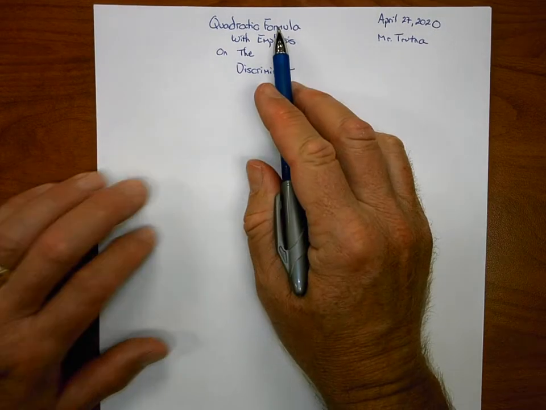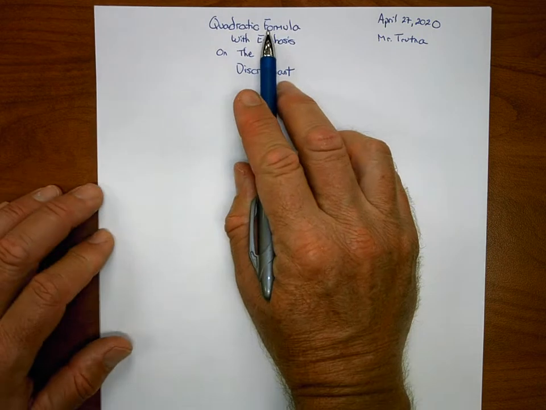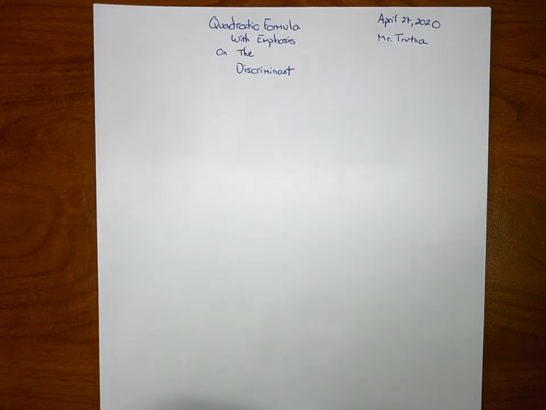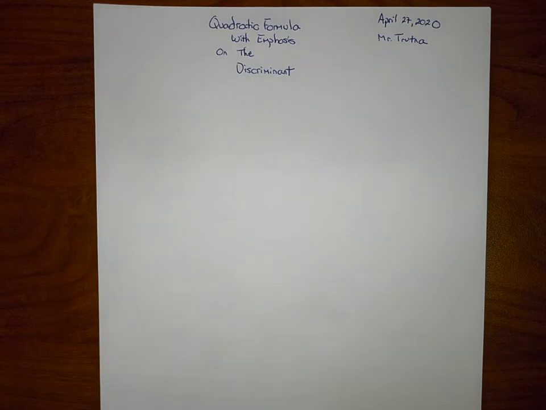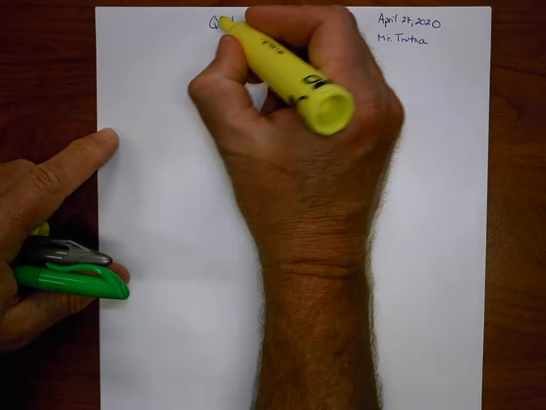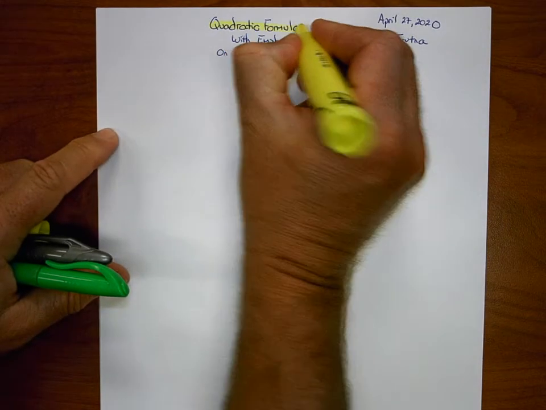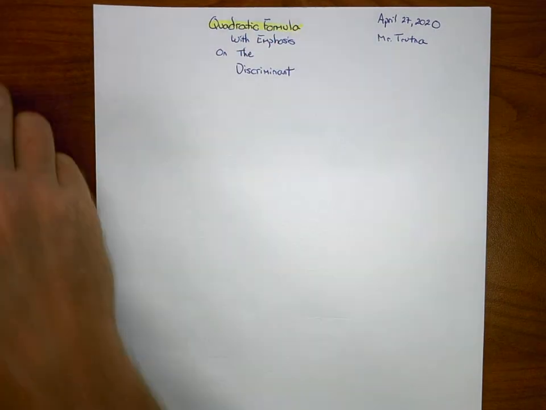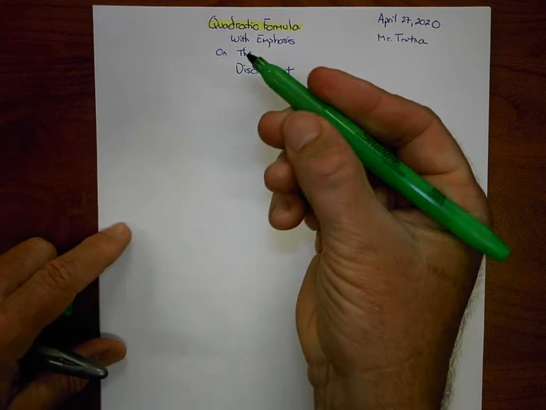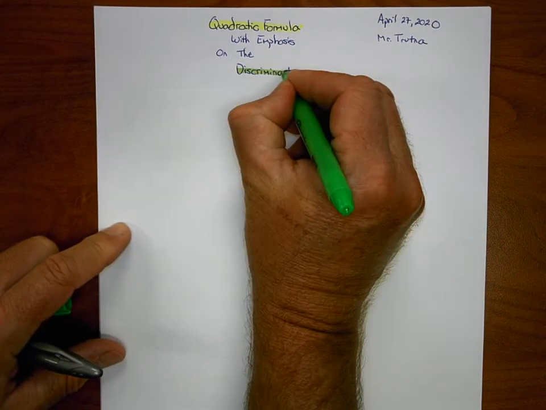And what we're going to be doing today is spending some time on a brand new formula that you guys have never done before. So this will be new to you. It is called the quadratic formula. And what we're going to do today is emphasize a part of the quadratic formula, which is what is called the discriminant.